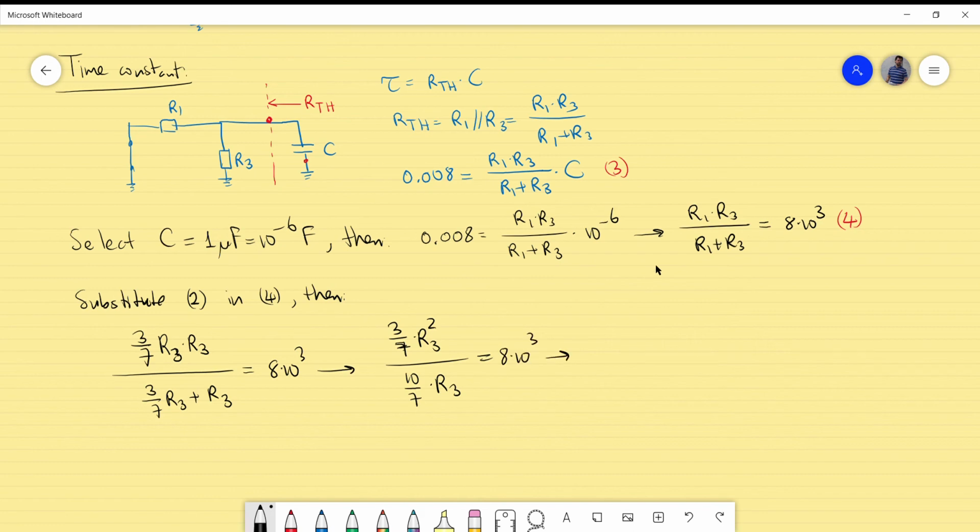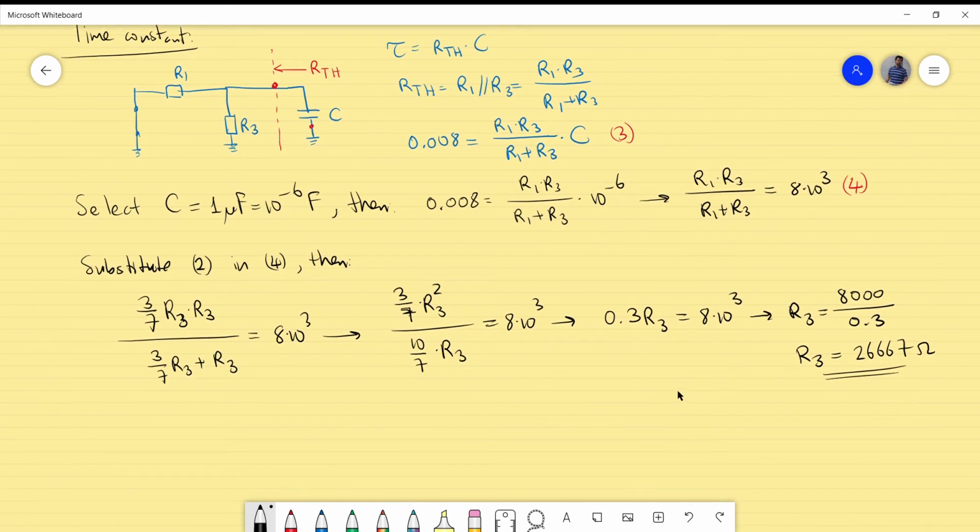If I look at this, you can divide out one R3 in this expression, and you will also have division from these factors. So in total you get 0.3 times R3 is equal to 8 times 10 to the power 3. That gives R3 equal to 8,000 divided by 0.3, which is approximately 26,667, so 26.667 kilo ohms. That's one of the unknowns.